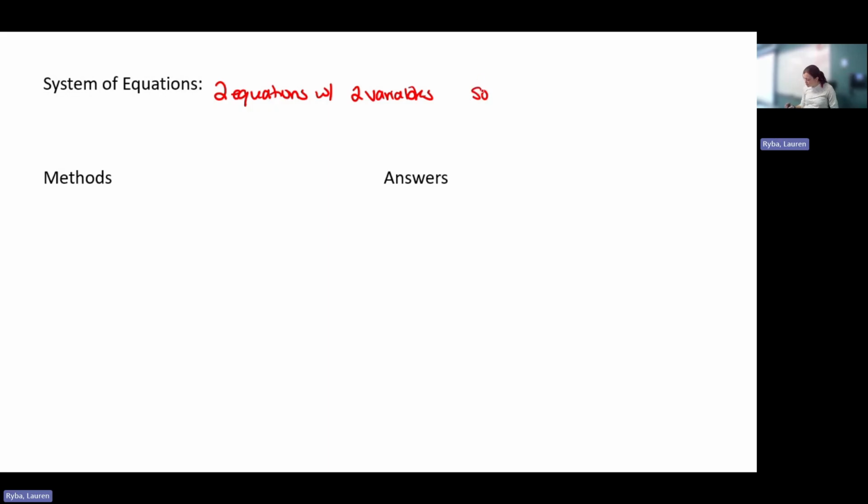And our solution will be in the form x comma y. So I always go alphabetical order. If it was A and B, I would put A, then B. If it's M and N, I would put M, then N.